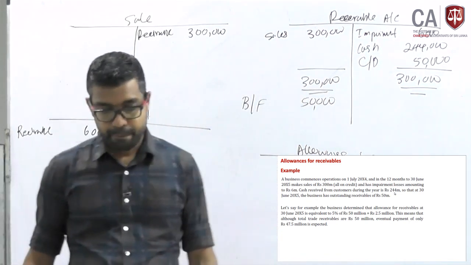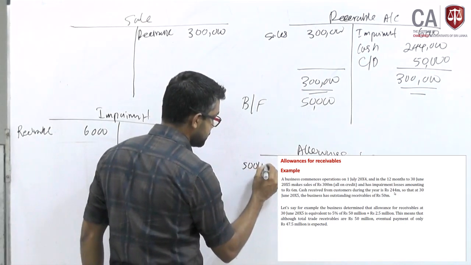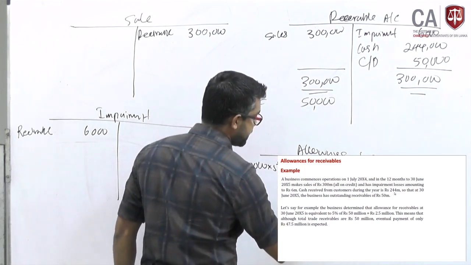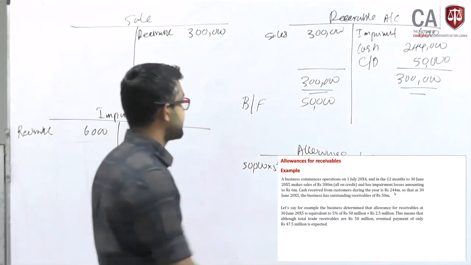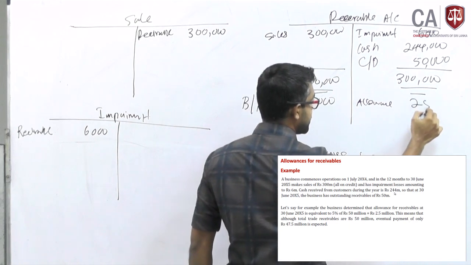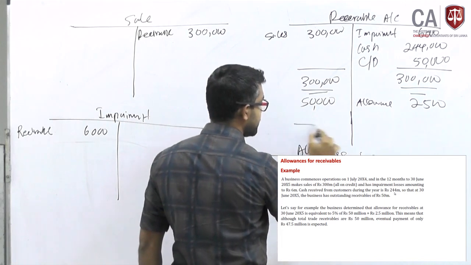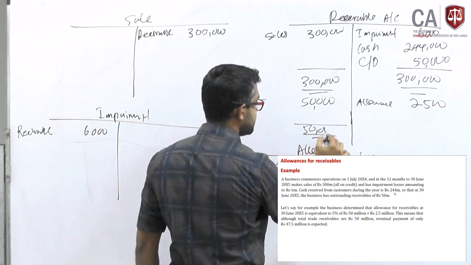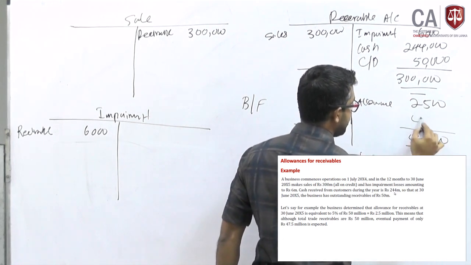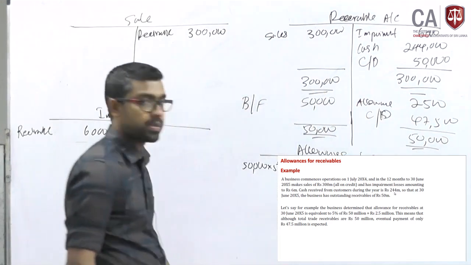Allowance for receivable, how much? 50,000 into 5%, 2,500, right? Which is credit allowance, 2,500. So your debtor balance in balance sheet will be how much? 50,000, less allowance, 47,500 carry down value, right?